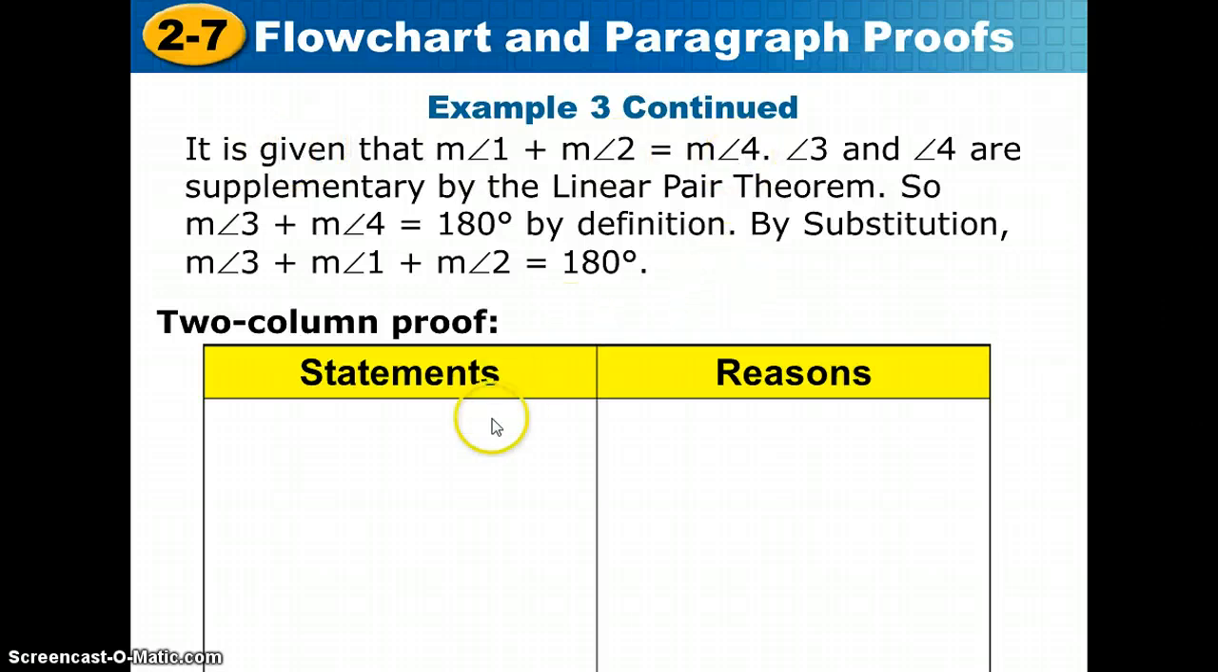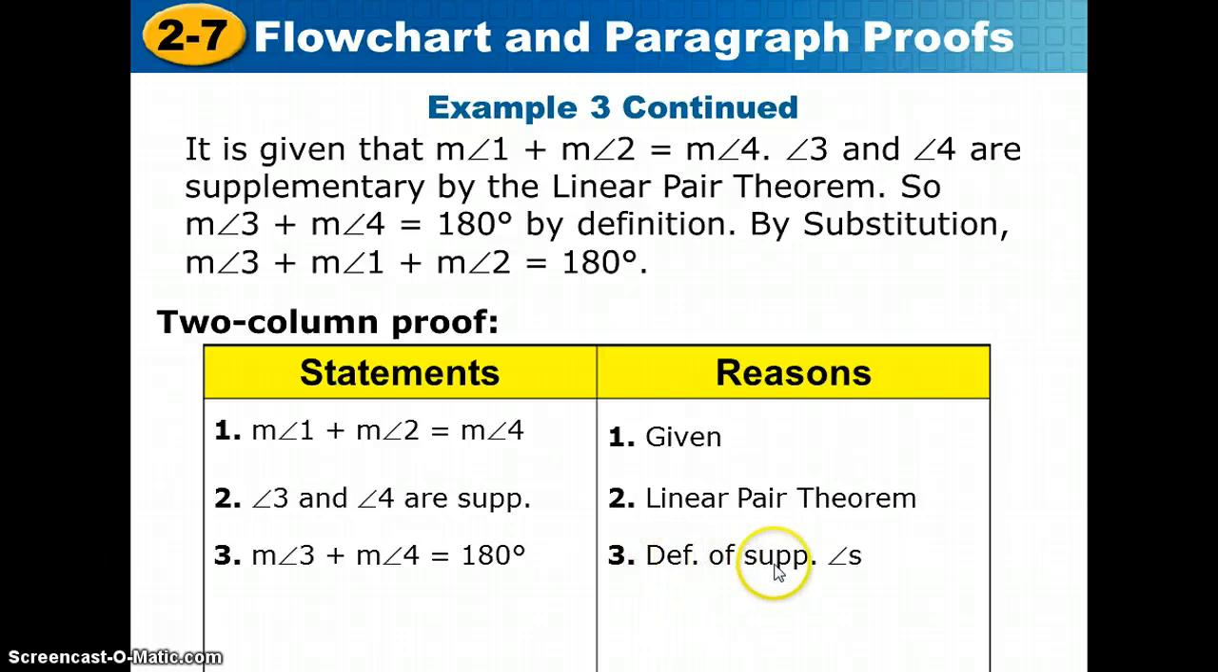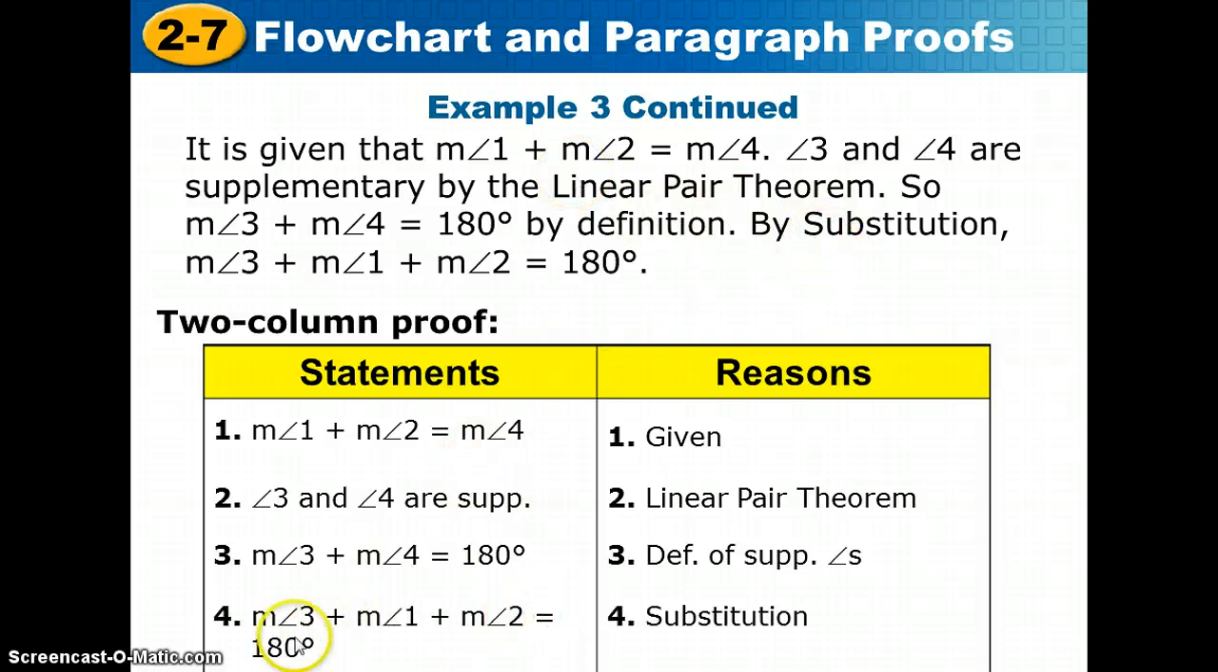In order to write this as a two-column proof, we're just going to take it one sentence at a time. First, we'll state the first sentence, and the reason is given. We just don't have to put it in sentence form. Then we're going to take the next idea, 3 and 4 are supplementary, and write the reason. And then we'll take the next sentence, writing that statement. And if it says by definition, you will say definition of whatever you're defining. Supplementary angles is what we just referred to. And then lastly, we can substitute to get this equation, which is what we were supposed to prove.